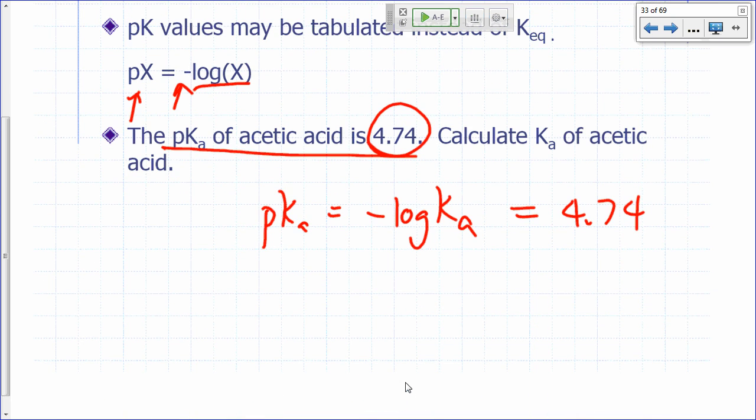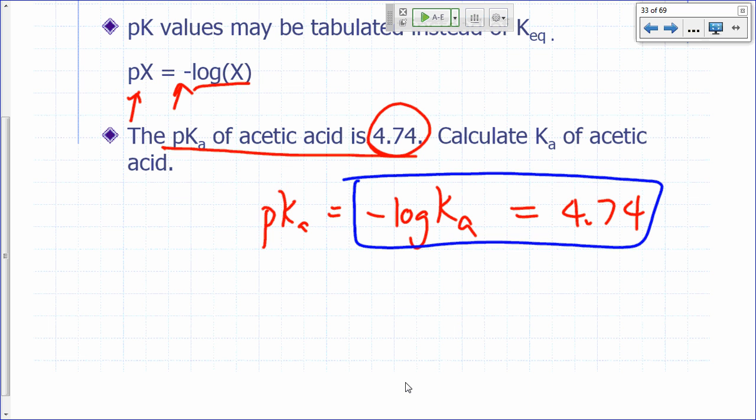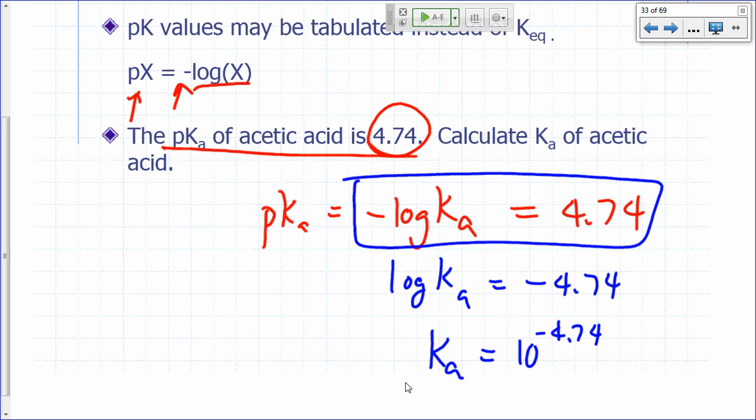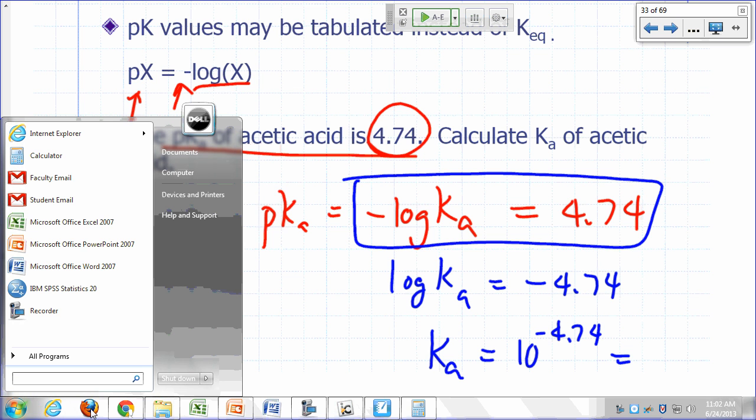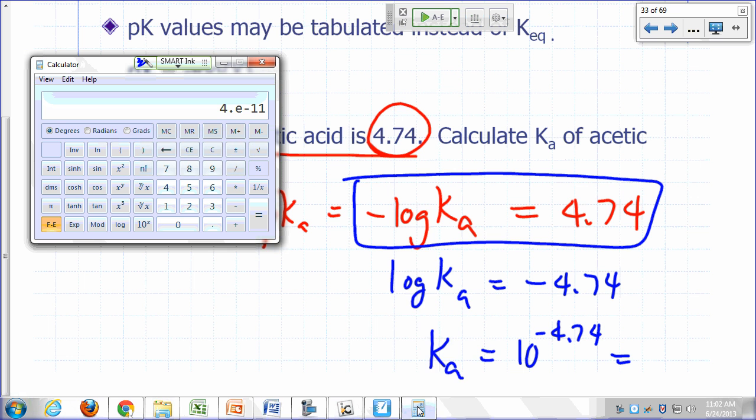How do I solve for Ka? I take the negative of both sides. I say log of Ka is negative 4.74. So what is Ka? Take the antilog of both sides. So Ka is 10 to the negative 4.74. And that gives me how much? I'll say 4.74, make that negative, inverse base 10 log, inverse log.